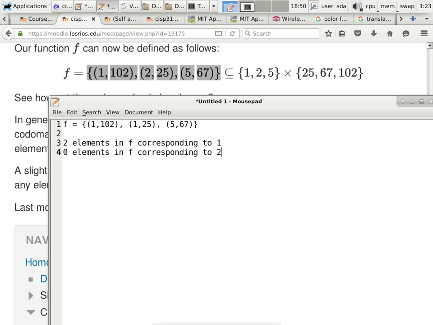Any other questions? Oh, sorry. Okay, go ahead. Why does it fail the second condition, 0 elements in F corresponding to 2? Because the requirement is there has to be exactly 1 element in the function for each element in the domain. 2 is still in the domain. Okay, so it's just not represented on the screen. It's still there. Correct.